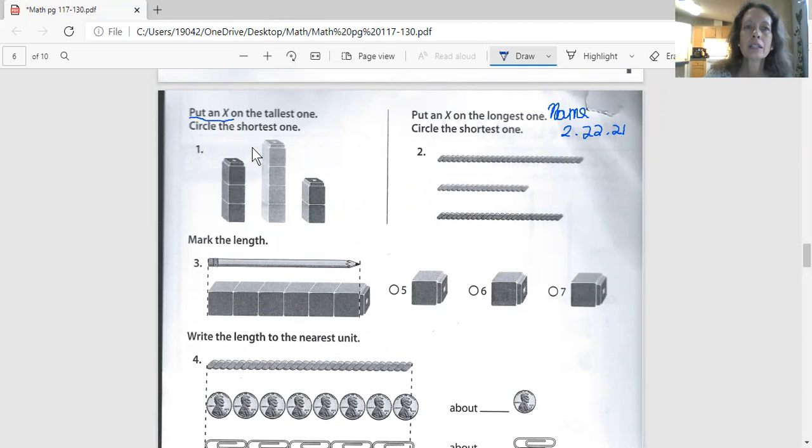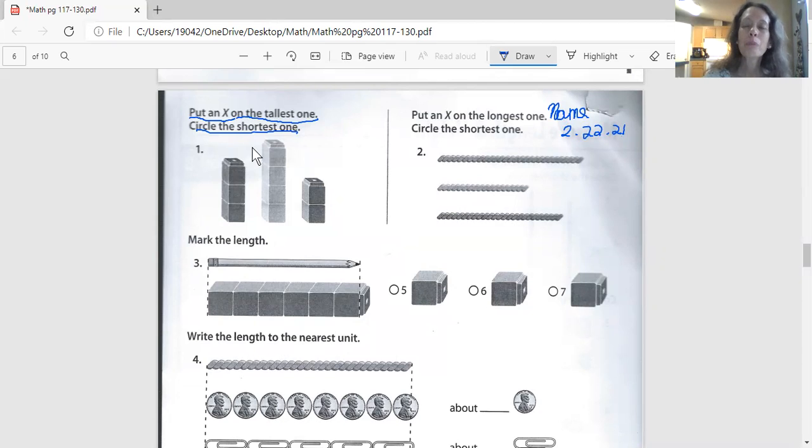Put an X on the tallest one. Circle the shortest one. Right? I'm going to have you do this one. Find the tallest one of these three and put an X on it for me. Do that right now. And then find the shortest one and put a circle around it. If I go too fast for you, just stop the video. That's okay. That's the beauty of school at home, is you can stop the video anytime you want. It's hard to freeze me in the classroom.